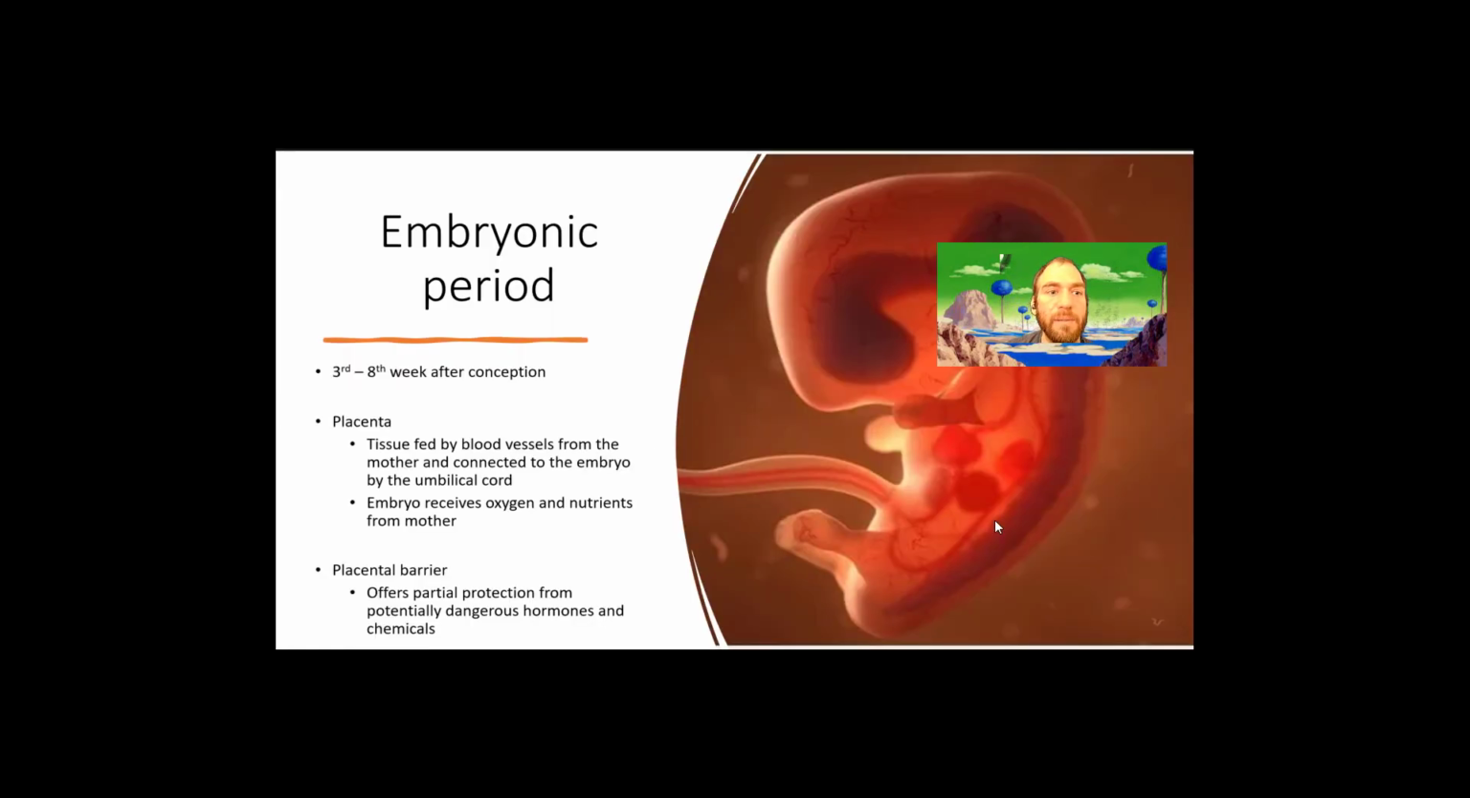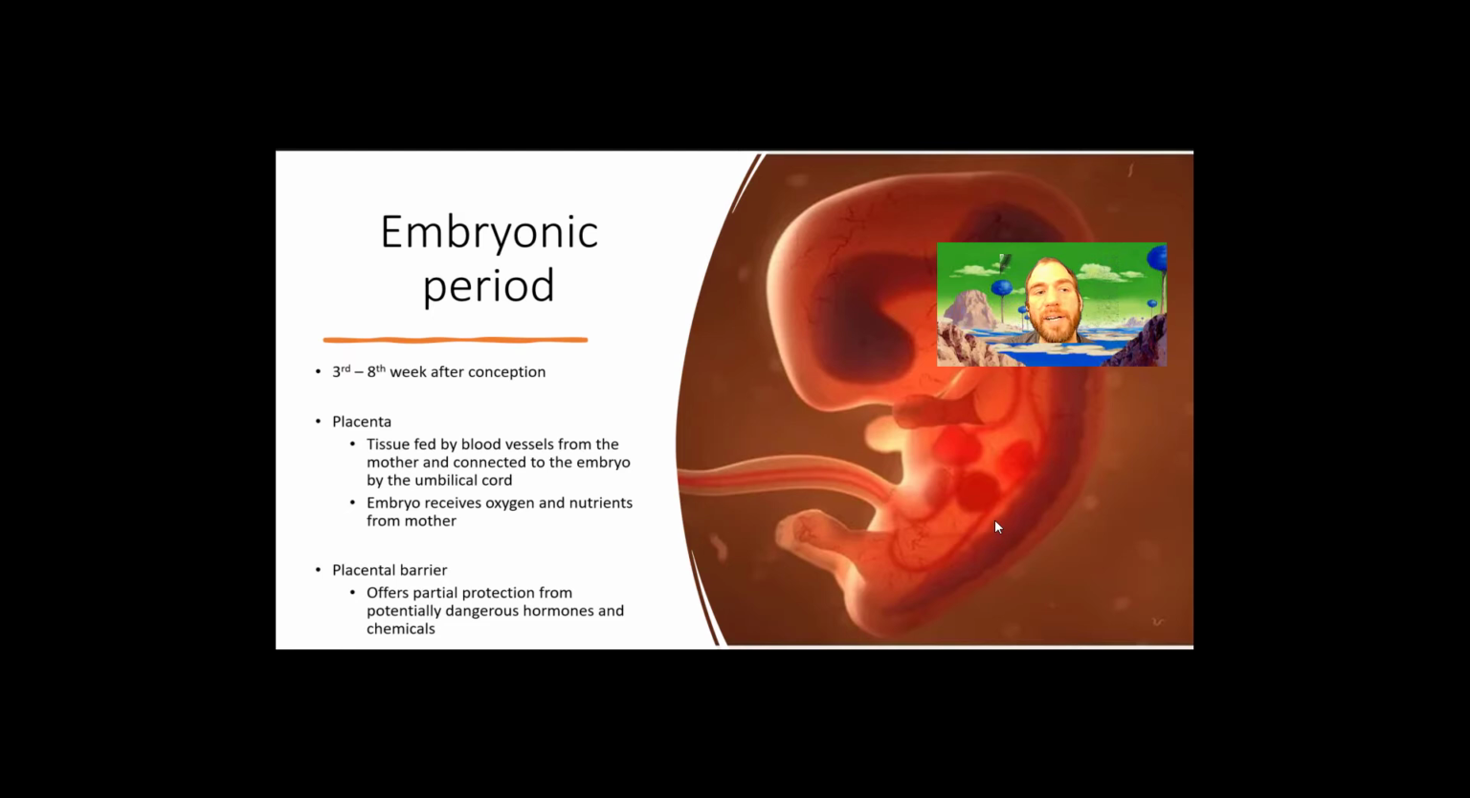The embryonic period is the 3rd through the 8th week after conception. The placenta is a tissue fed by blood vessels from the mother and connected to the embryo by the umbilical cord. The embryo receives oxygen and nutrients from the mother. The placental barrier offers partial protection from potentially dangerous hormones and chemicals.